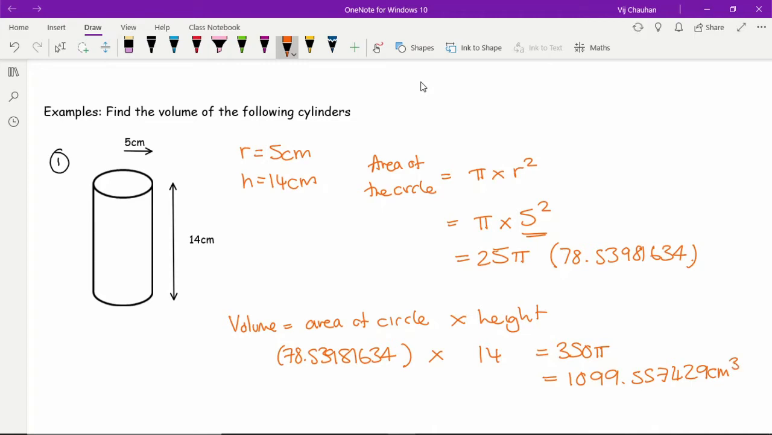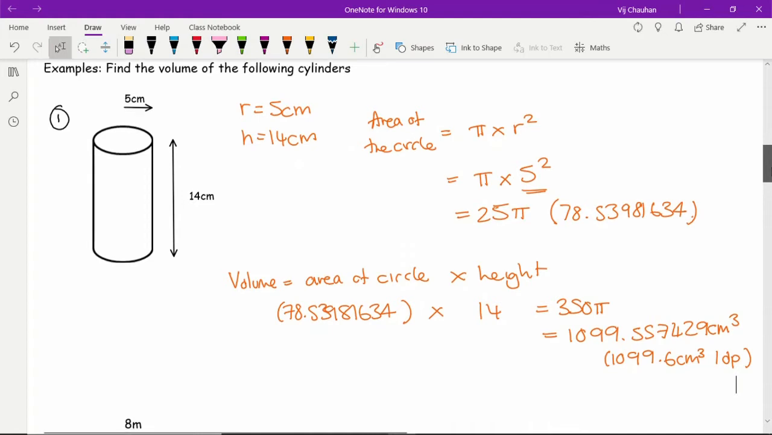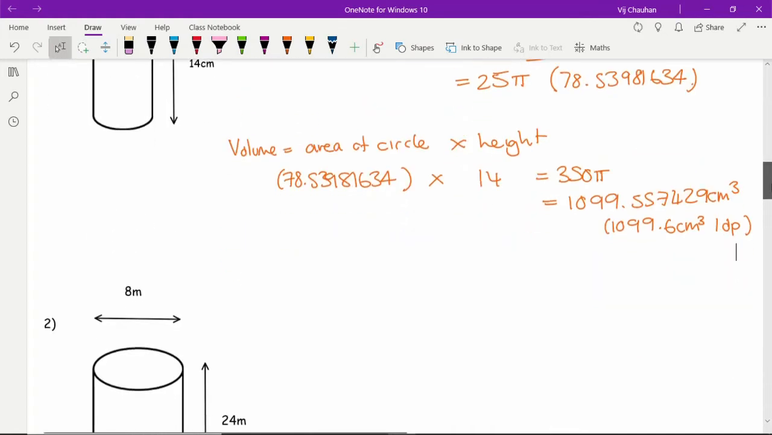Now what I'm going to do is round that up, which is going to be rounded up to 1099.6 centimetres cubed, and that's given to 1 decimal place. So again, always look out for rounding. There's nothing telling me to round in this particular question, but like I said, it's just a case of that. Now if you're not too sure about rounding, there is a video that I've made on rounding, whether it's to decimal places or sig fig, it's entirely up to you.